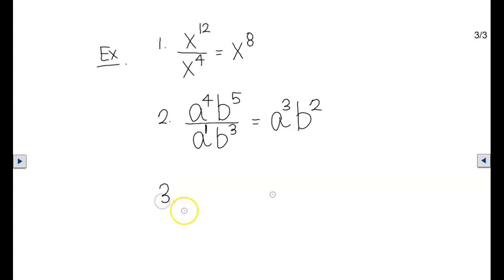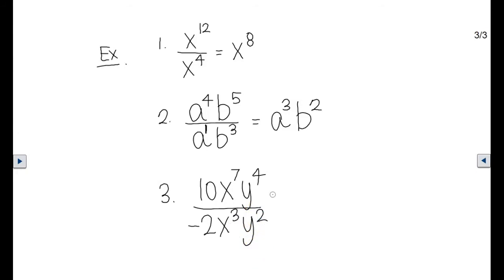So it doesn't matter how many bases they stack up in the problem, do the quotient rule for each different base. And then, of course, when we talked about these exponent rules yesterday, we also talked about coefficients. So those are those big numbers that sit out in front. And what I want you to remember is that we don't use the exponent rules on those.